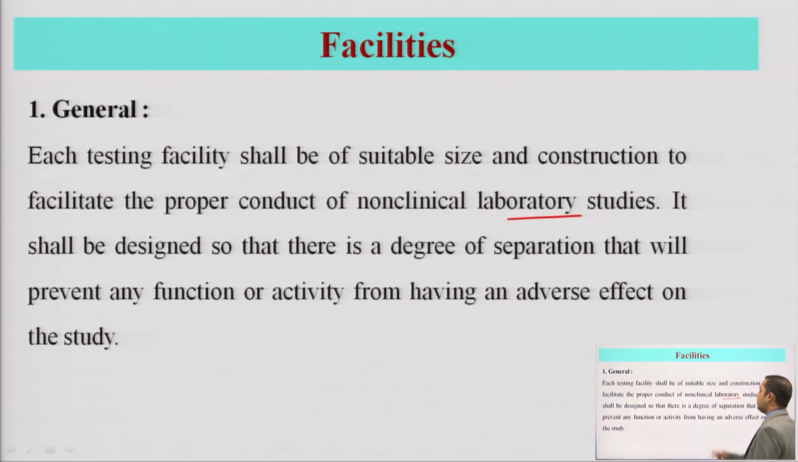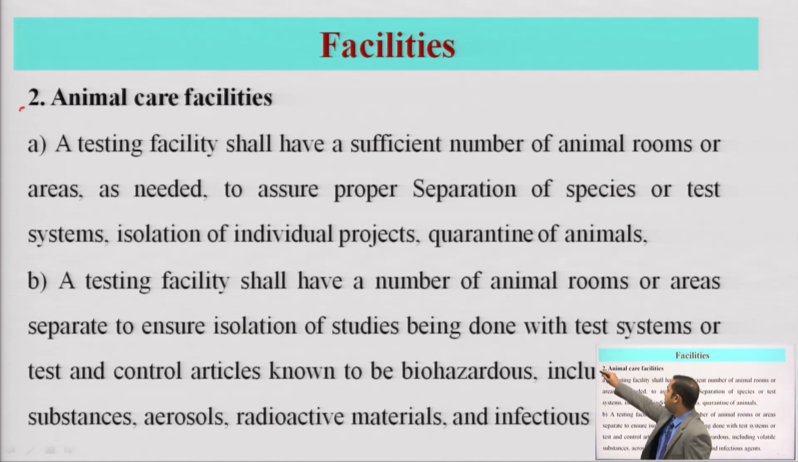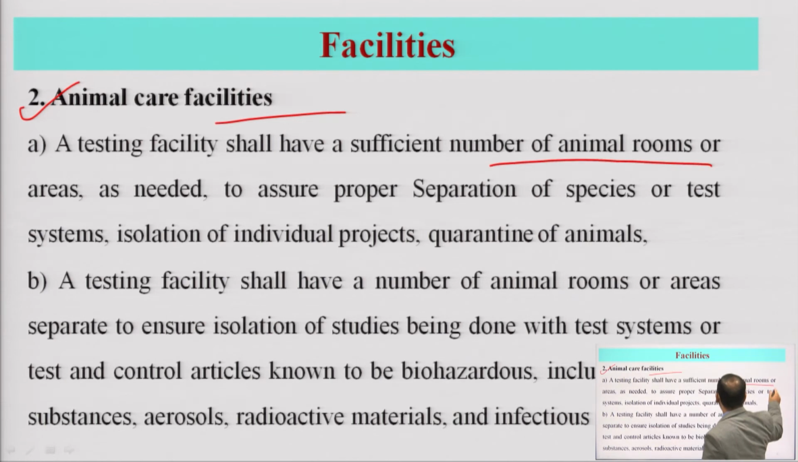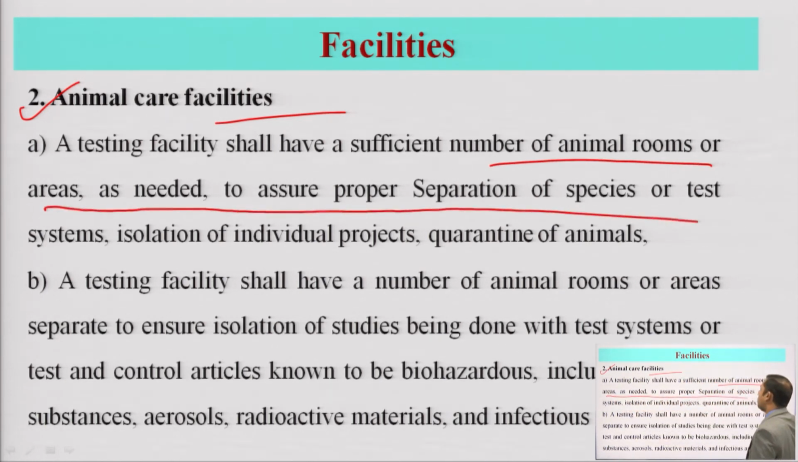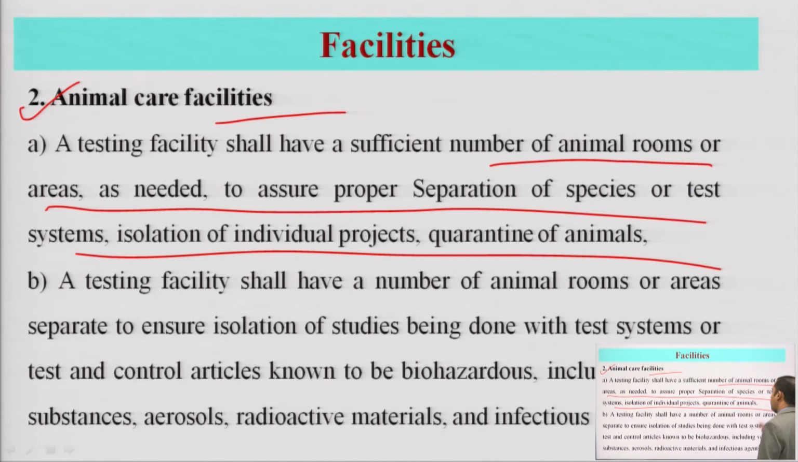It shall be designed so that there is a degree of separation that will prevent any function or activity from having an adverse effect on the study. Animal facility, it is very important. A testing facility shall have a sufficient number of animal rooms or areas needed to assure proper separation of the species of the test system and isolation of individual projects, quarantine.